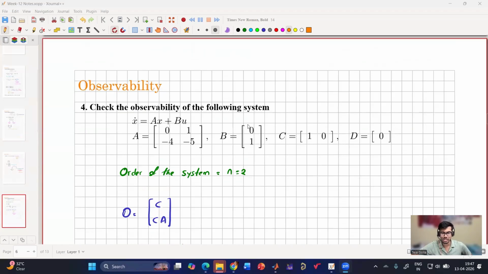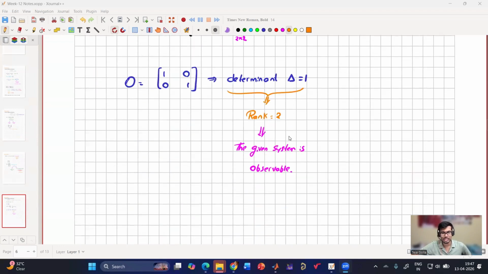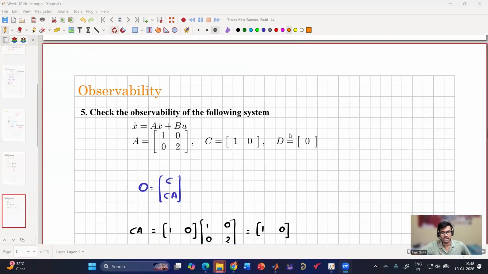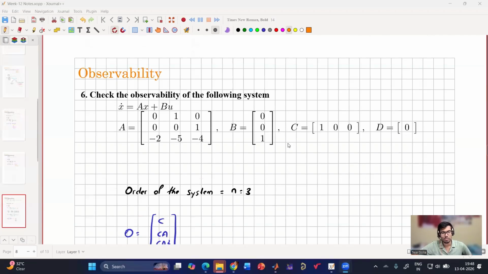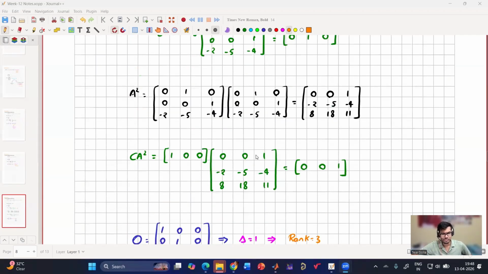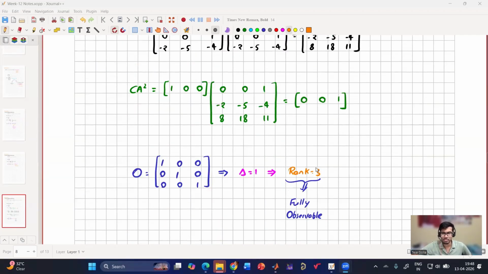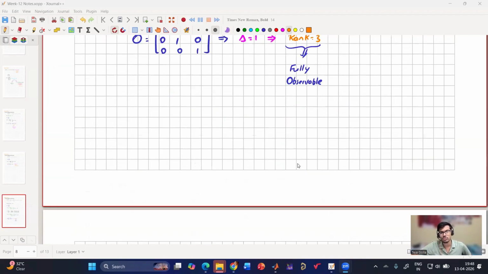And here also we have considered three problems, in which the first two problems are second order and the third problem is third order. In the first problem, the rank is full rank, or equal to the order of the matrix, and it is observable, whereas in the second case it is not, only one of them is observable and the other one is not. In the third problem, we have considered third order, and we have seen the rank is maximum, or equal to the order of the system, and it is fully observable.